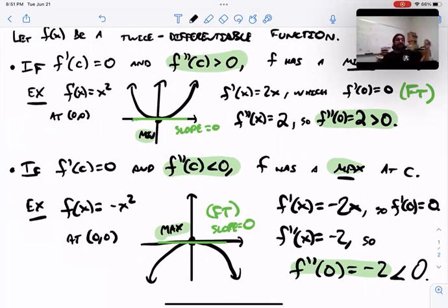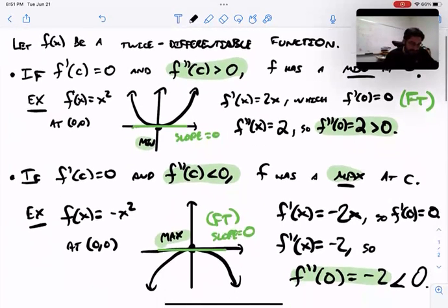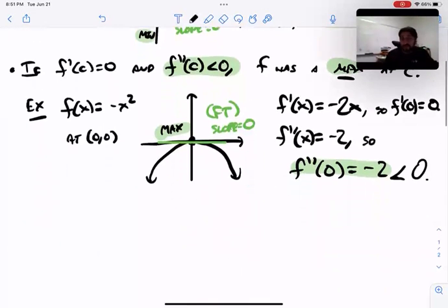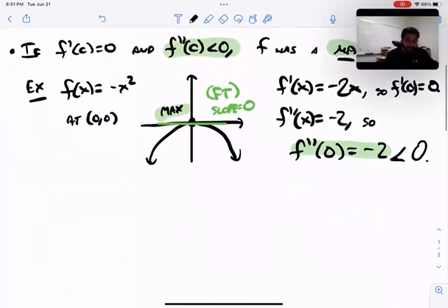Negative second derivative, like negative x squared, has a max, right? Now, that is our method. Those are two small examples, right? Let's now look at a more complicated example. Let's test out this framework in a more complex example.